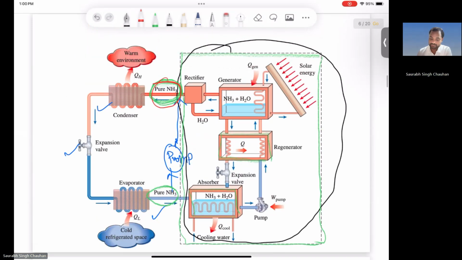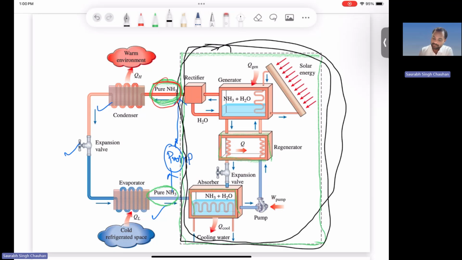Again, I will repeat the purpose of this whole system. You can highlight this system. The main purpose of this highlighted system is to provide the refrigerant at higher pressure, just to pressurize it. In your vapor compression system, what do you have? You have a pump, not a pump, I should say a compressor. Sorry, I will write here compressor.